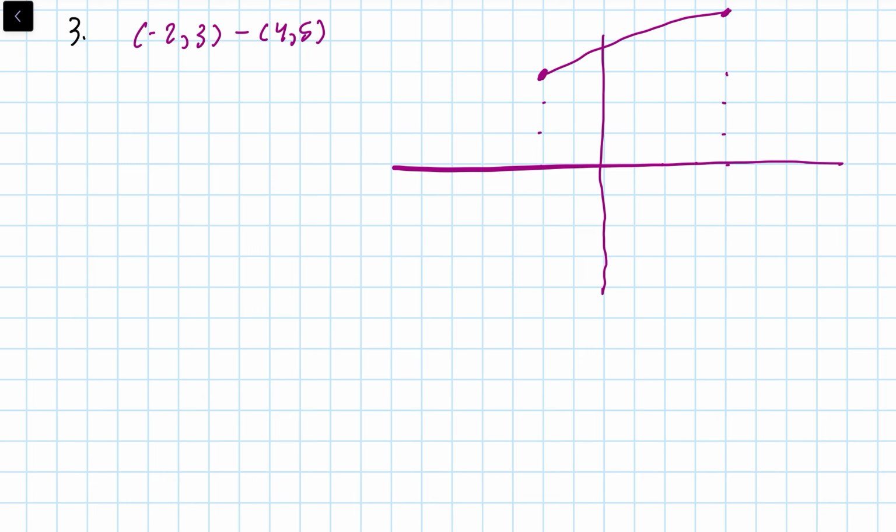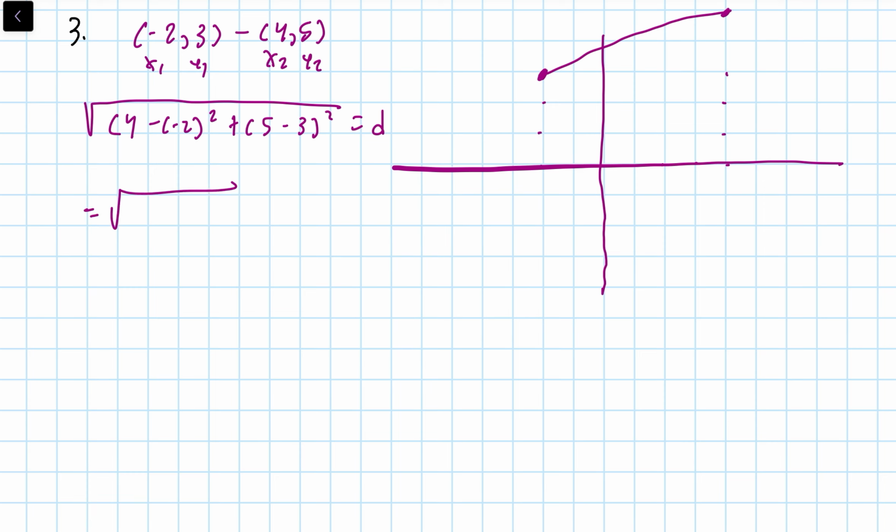So now we're going to do our little formula again. x2, y2, x1, y1. x2 in this case is 4 minus x1, which is negative 2, squared, plus y2, which is 5 minus 3 squared, equal to your distance. From here, we add it to make it a positive because negative minus negative is a positive. So this is 6 squared. 4 minus negative 2 is 6 squared, plus 5 minus 3, which is 2 squared, equal to distance.